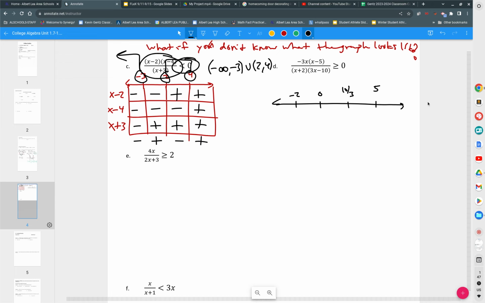Okay, everybody have that for my number line? Got a -2 from this one. Got a 0 from the -3x. Got a 10/3, and I have a +5.